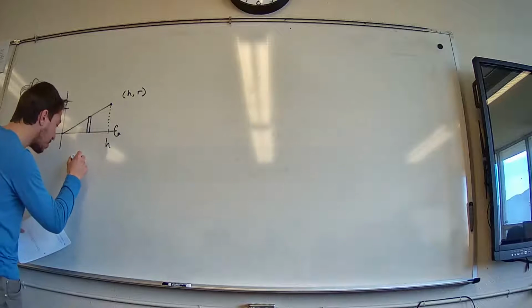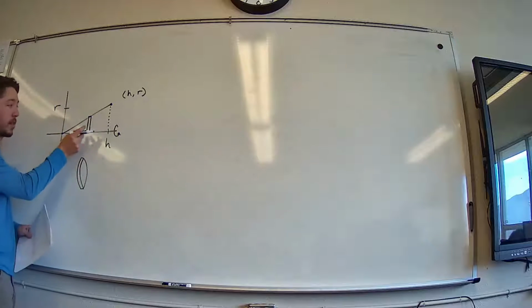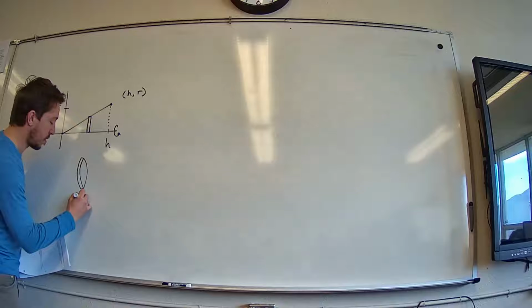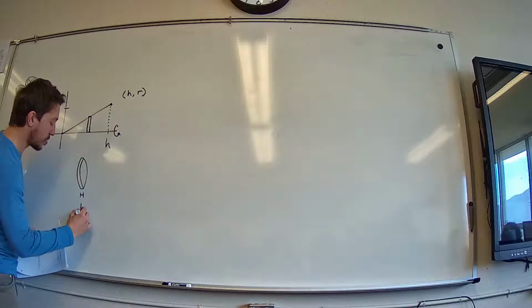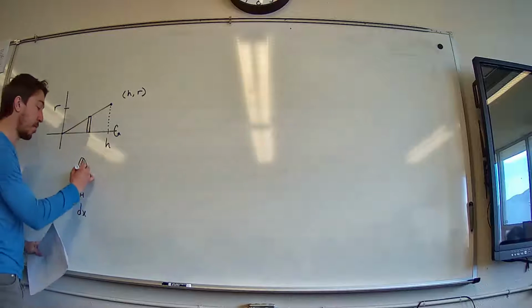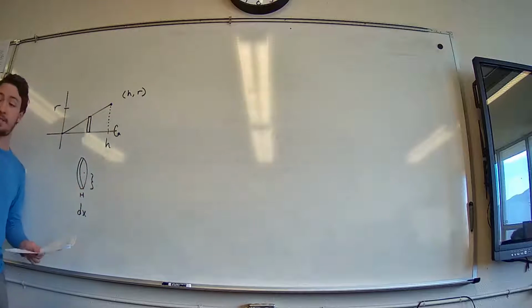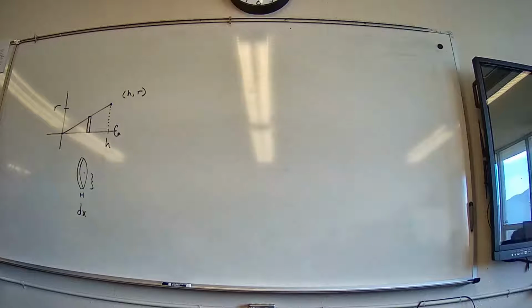So if I draw this. All right, what's the thickness of the disc? dx, a small little change in x. And that tells me that I really want my radius to have x's in it, right? Because my integral is going to be with respect to x. So what is the radius?